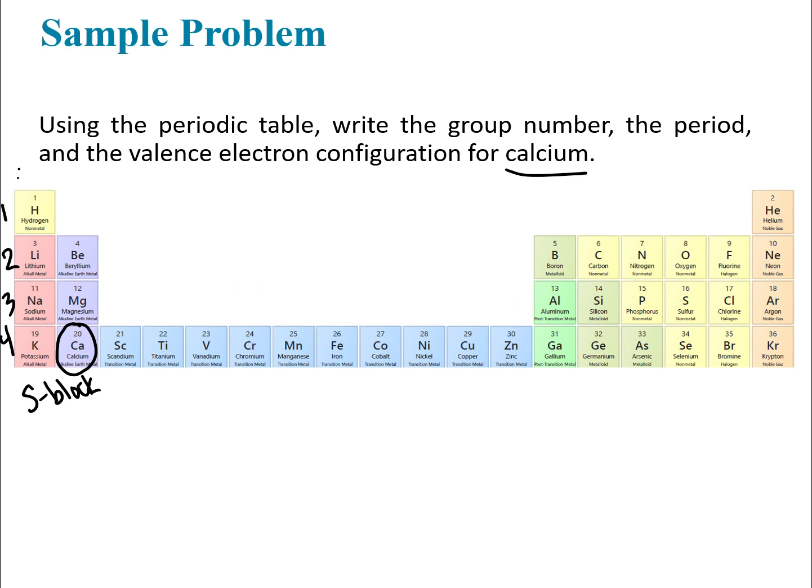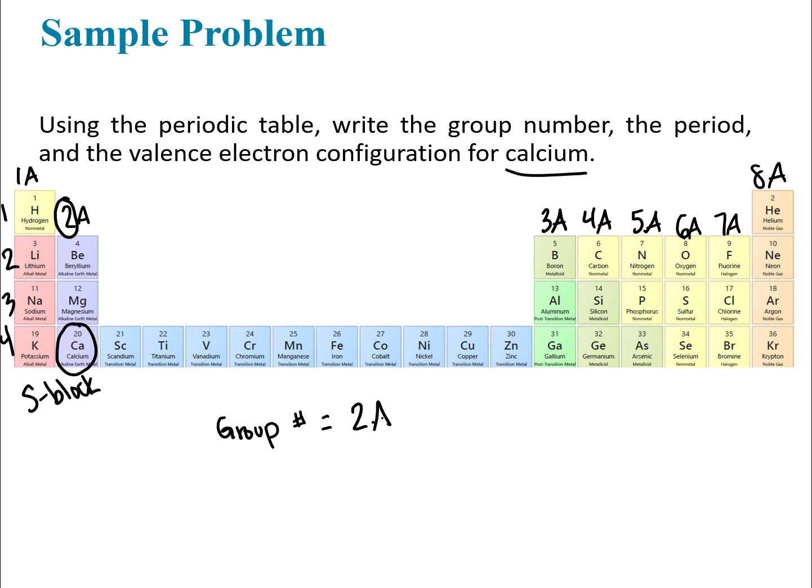Now your periodic table should have all of these groups labeled. And all you have to do is look at the number that's in front of the A. So that means that the group number is 2A. The period is 4 because it's the fourth row.